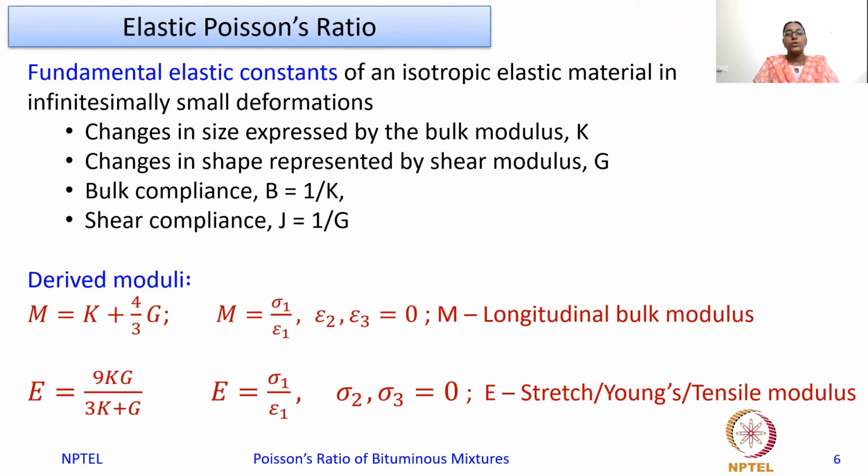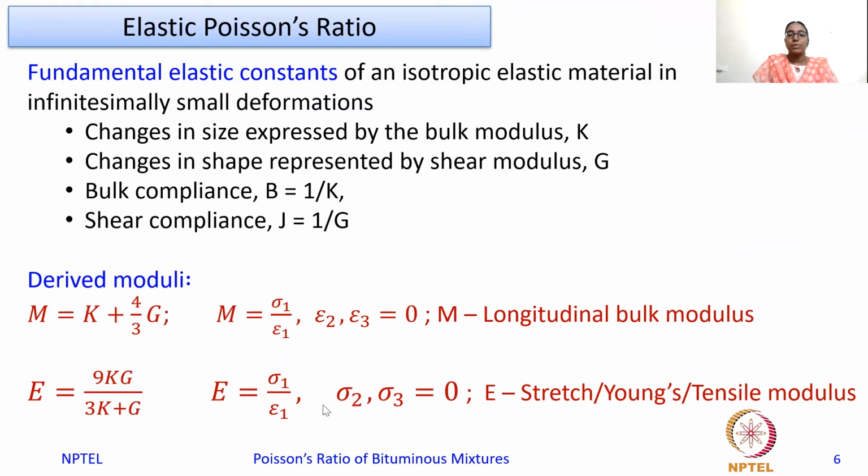For example, suppose the material is subjected to a uniaxial stress with no strains permitted, or the strain is constrained in two lateral directions and there is strain only in the longitudinal direction. Then the modulus is called the longitudinal bulk modulus M, defined as the stress by the longitudinal strain. And also the longitudinal bulk modulus is connected to the shear modulus and the bulk modulus by the relation M is equal to K plus 4 by 3G.